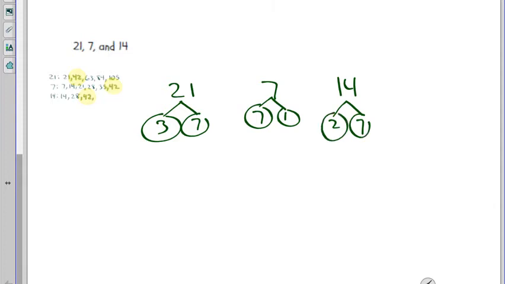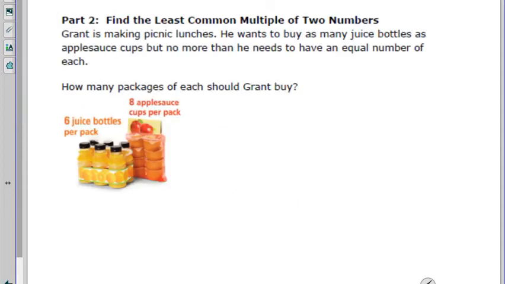So for our 21, the LCM, for the 21, I need a 3 times 7. So I already have the 7 I need for 7. I already have the 7 I need for 14, but I need this 2 because I don't have that yet. And so I get 42 when I multiply those together. I think that's actually easier.